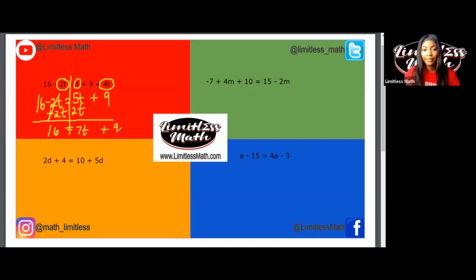Okay. And now this looks like the same kind of equation we did in the previous section. It's now turned into a two-step. Okay. So we need to subtract 9 on both sides. I'm running out of room, so I'm going to come up here. 16 minus 9 is 7 equals 7t. Divide both sides by 7 and t equals 1.